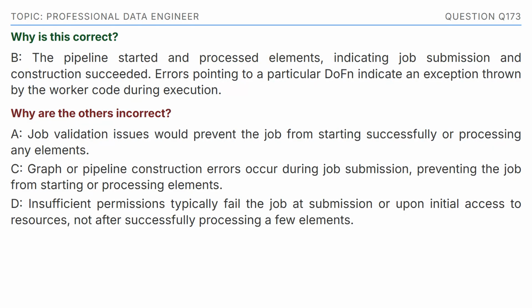The pipeline started and processed elements, indicating job submission and construction succeeded. Errors pointing to a particular DoFn indicate an exception thrown by the worker code during execution. Why are the others incorrect?